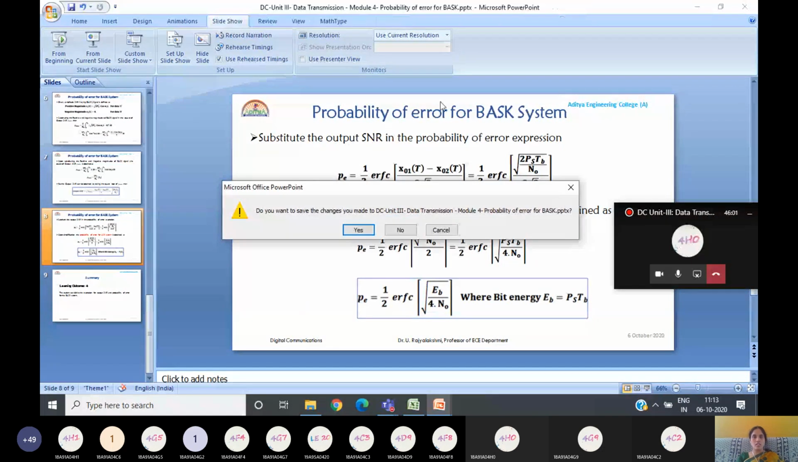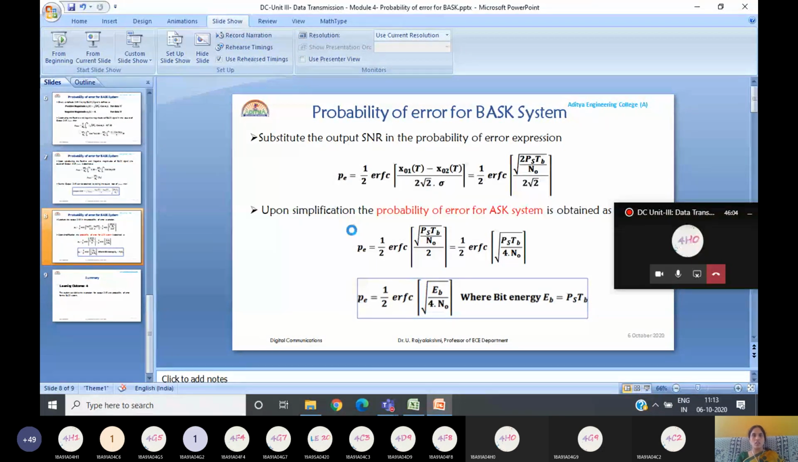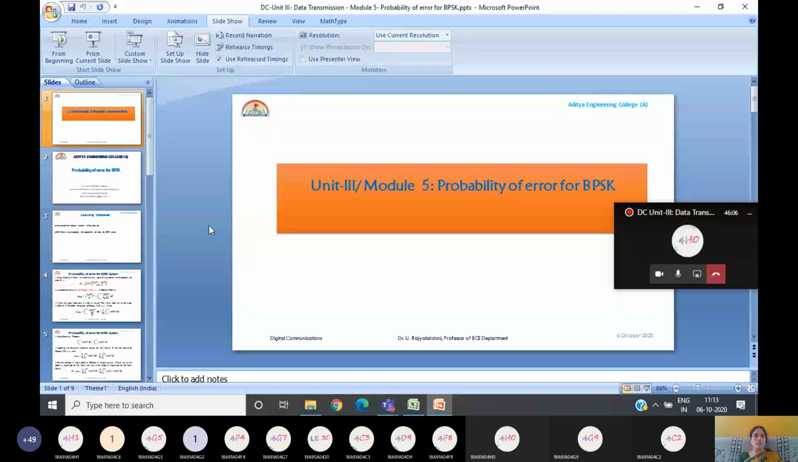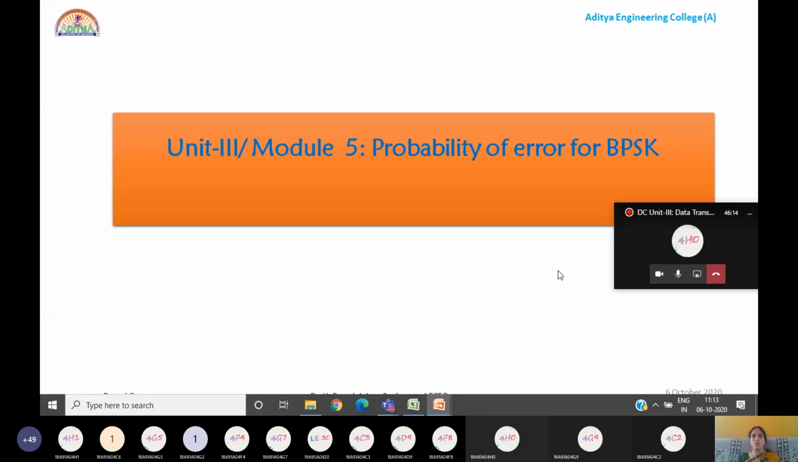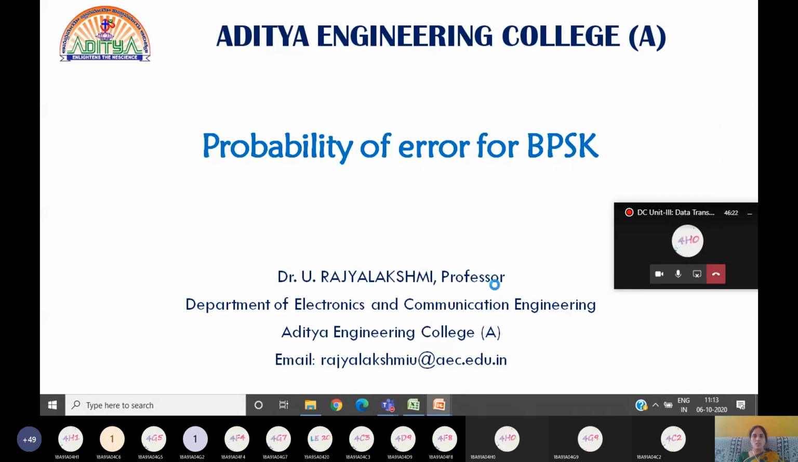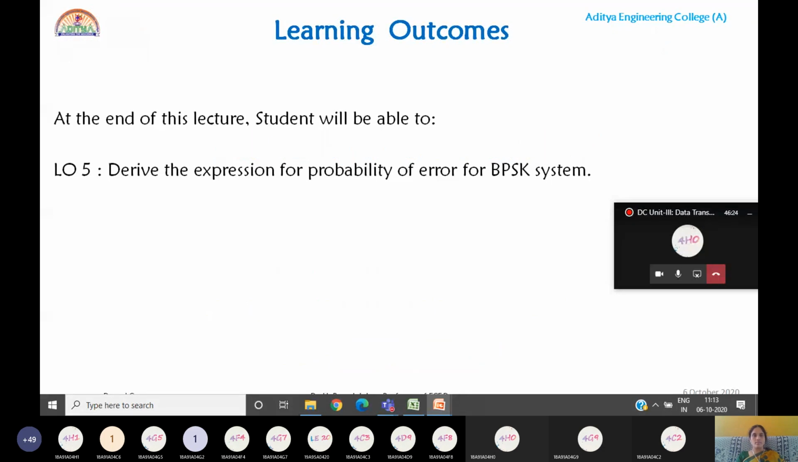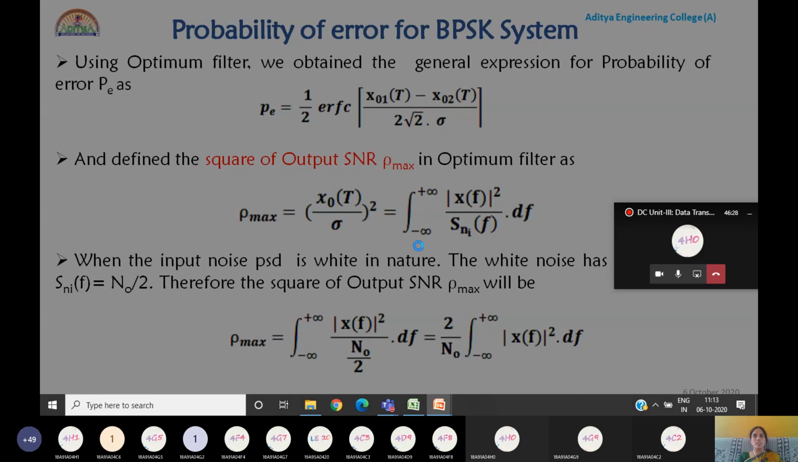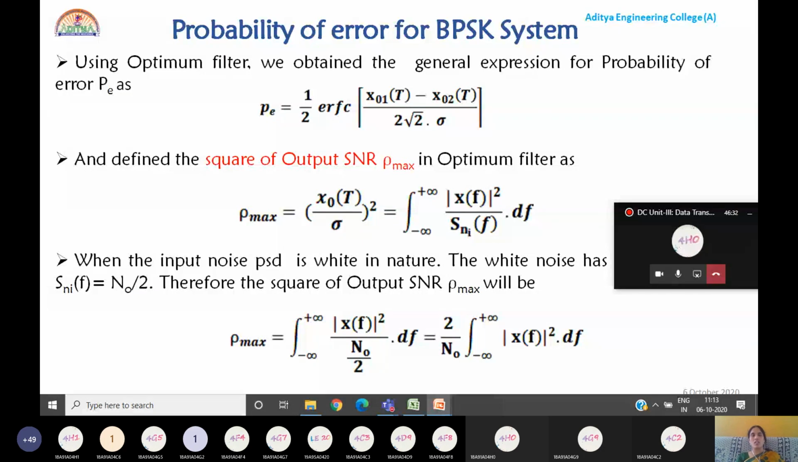So next, in the same procedure, you go through the calculation of probability of error for binary PSK. Okay, so follow the same procedure. I request all the students to follow the same procedure and solve for the probability of error for binary PSK. So here we will be able to derive the expression for probability of error for BPSK system. Please follow the same procedure as I said up to the difference between the square input signal levels.